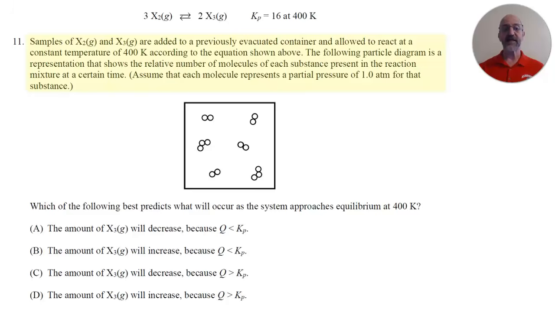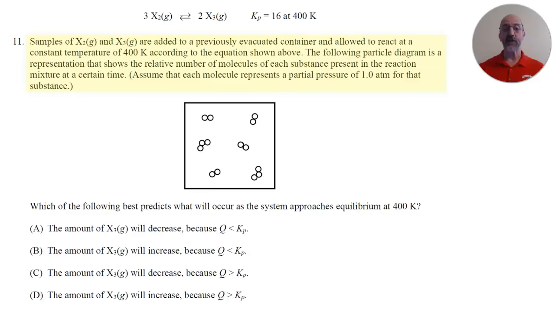So the details of question 11 are the following. Samples of substances X2 and X3 are added to a previously evacuated container and allowed to react at a constant temperature of 400 Kelvin according to the equation shown above. The following particle diagram is a representation that shows the relative number of molecules of each substance present in the reaction mixture at a certain time. Notice that this is not at equilibrium, it is simply at a moment during the experiment.